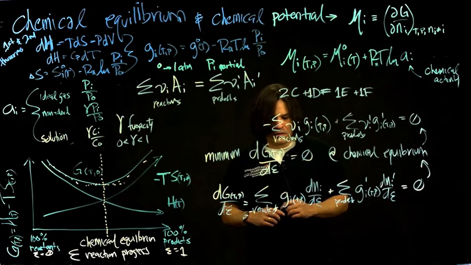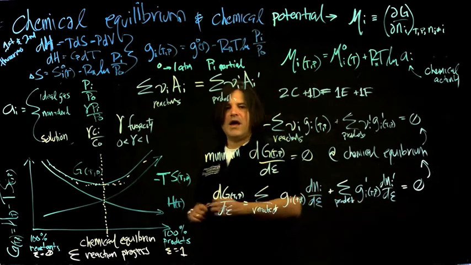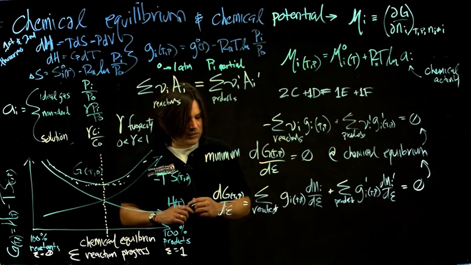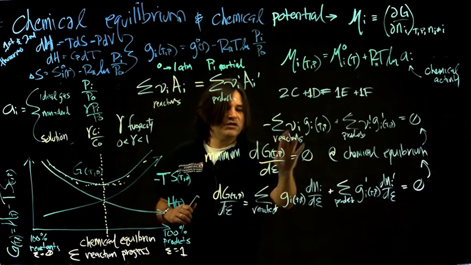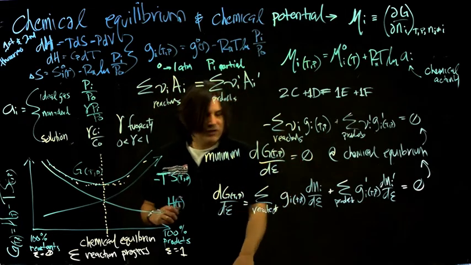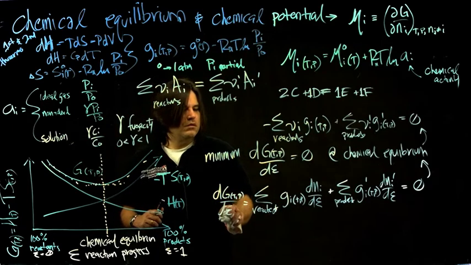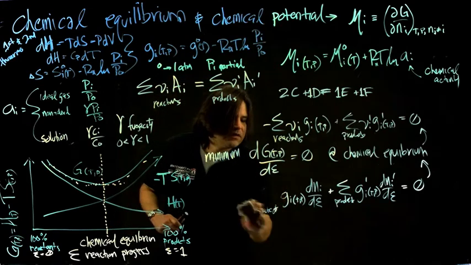So, skipping some more steps, we can say that at equilibrium, this all equals 0. So the Gibbs free energy does not equal 0, but the change in Gibbs free energy equals 0. So we can write this differently.